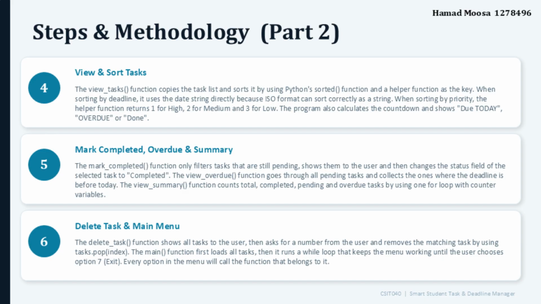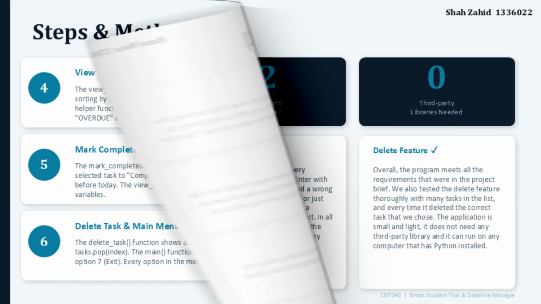Lastly, we have step 6, which is delete task and the main menu. The delete function displays all available tasks and lets the user remove a selected task from the list. Finally, the main menu acts as the central control system of the program. It loads all tasks and continuously displays options until the user chooses to exit. Each menu option is linked to a specific function, making the application easy to navigate and user-friendly. Together, these features make the task manager practical, organized, and efficient for students managing deadlines and assignments.